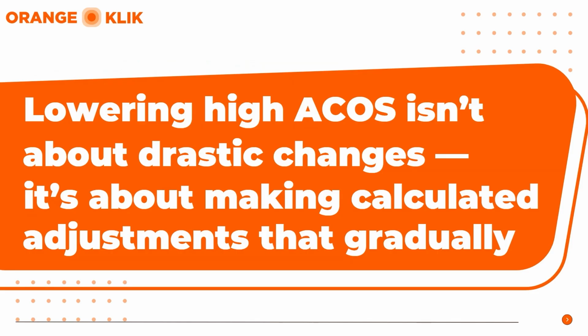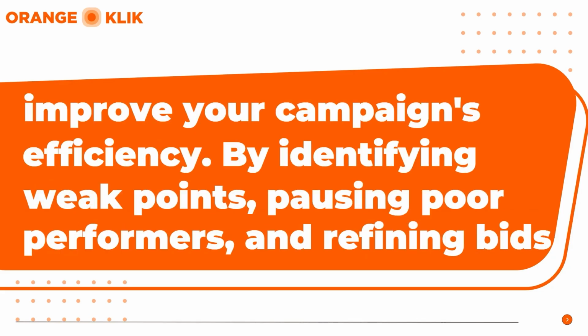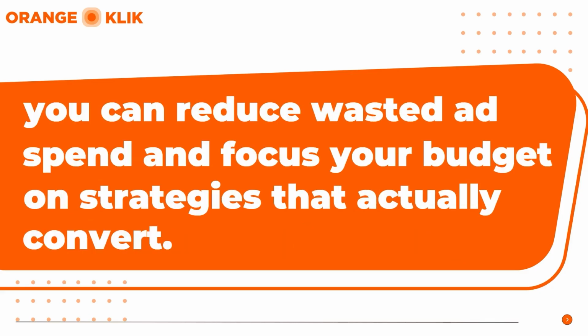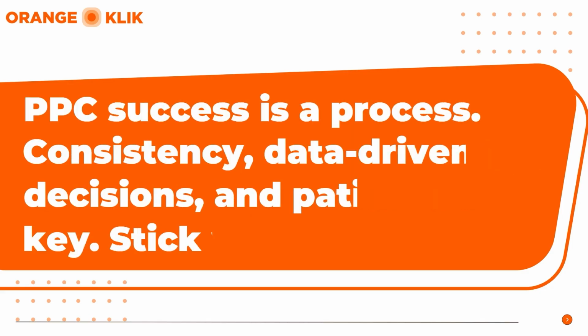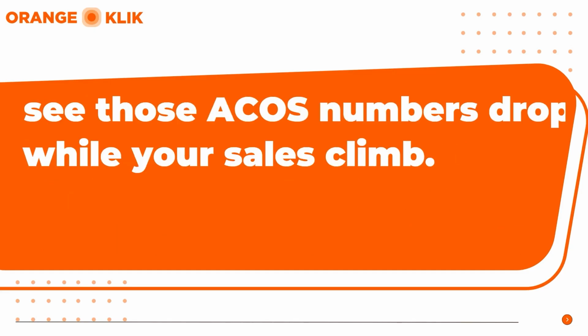Lowering high ACOS isn't about drastic changes. It's about making calculated adjustments that gradually improve your campaign's efficiency. By identifying weak points, poor performers, and refining bids, you can reduce wasted ad spend and focus your budget on strategies that actually convert. Remember, PPC success is a process. Consistency, data-driven decisions, and patience are key. Stick with it and you'll see the ACOS numbers drop while your sales climb.